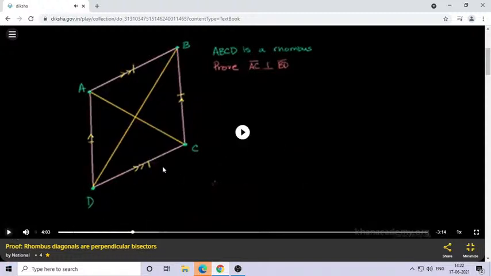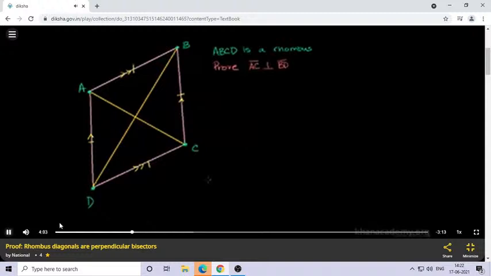According to the property of a rhombus, all sides are equal. So that is the first property, which we can use in the proof. And one more is that the opposite sides are parallel. This side is parallel to this side, and in the same way, these two sides are parallel because it is a parallelogram also. So all sides are equal and opposite sides are parallel.